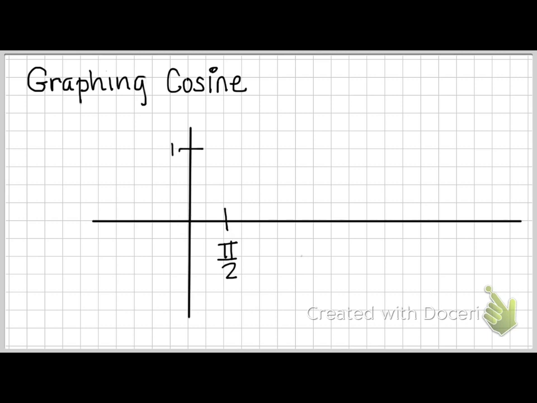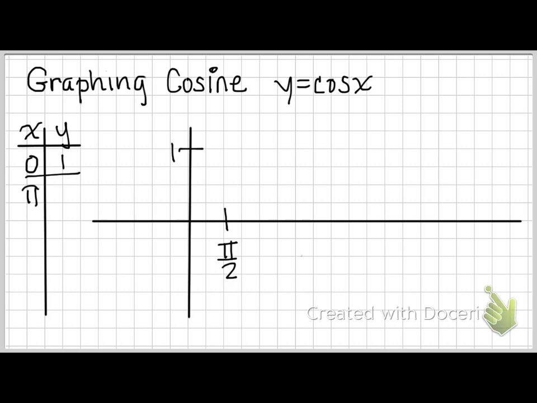So for cosine, we're just going to have a little shift of that, and I'm going to give you the table of values. I'm not going to go into too much detail about how we find this table. I'm just going to give it to you. For cosine, and again we're just looking at y equals cosine x here, when x is 0, y is 1. When x is pi over 2, y is 0. When x is pi, y is negative 1. 3 pi over 2, and we get 0. And at 2 pi, we're back to 1.